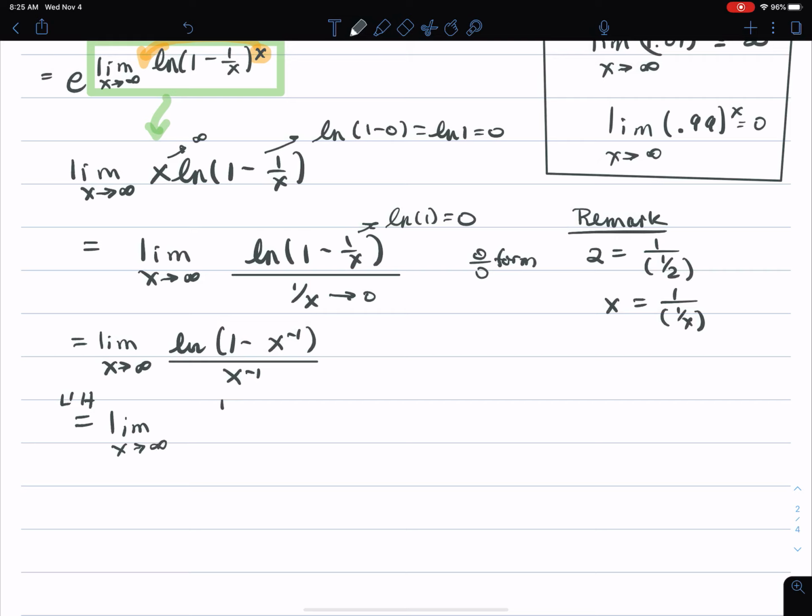For the derivative of ln, I use the chain rule. It's 1 over everything inside times the derivative of what's inside. The derivative of 1 minus 1 over x is, okay, so for the logarithm, it's 1 over everything inside times the derivative of what's inside. The derivative of 1 is 0. Then I have negative 1 times the derivative of x to the minus 1, which is negative 1 x to the minus 2. In the denominator, same, the derivative of x to the minus 1 is negative 1 x to the minus 2.